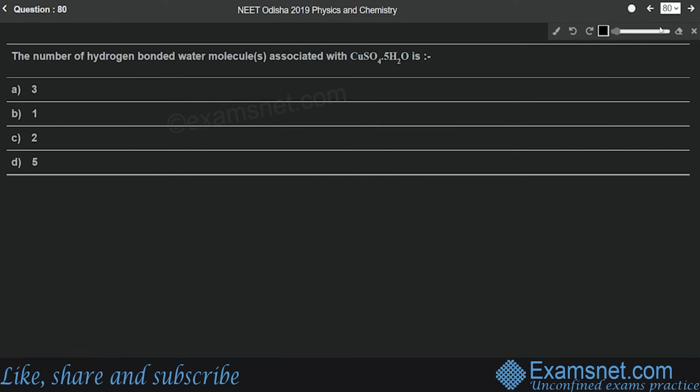Question number 80 is from the chapter Coordination Compounds, and the question is: the number of hydrogen bonded water molecules associated with copper sulfate pentahydrate is. So we have to find the number of water molecules that are making hydrogen bond. This is the coordination compound. Let's draw the structure first.